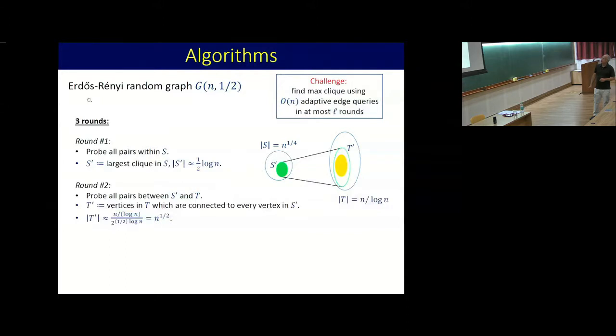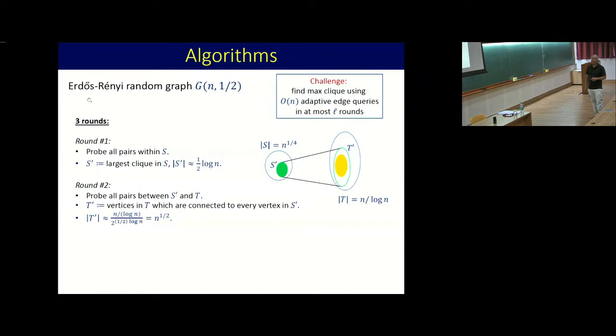You identify, now it's not n to the 1/6, but n to the 1/4, because we optimize the parameter. So you find half log n here. Now ask between only S prime and T. Before, we asked between S and T in the same first round. That's the only distinction. By the same math, the probability anybody here is joined to everyone in half log n is 2 to the 1/2. But now you only took n to the quarter away. So there's n minus n to the quarter, so let's say n over log n.